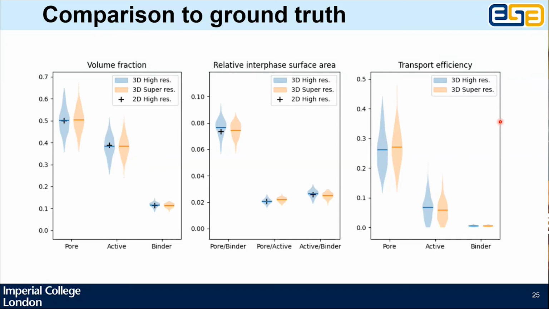So for these three metrics, we've got volume fractions, surface areas, and transport efficiencies, which is 1 over the porosity divided by the tortuosity factor. And in each case, our super res algorithm, by combining this high res and low res data, was able to really convincingly reproduce not just the average behavior, but the distribution of behavior, so the heterogeneity within the structure of our ground truth, which is pretty exciting.